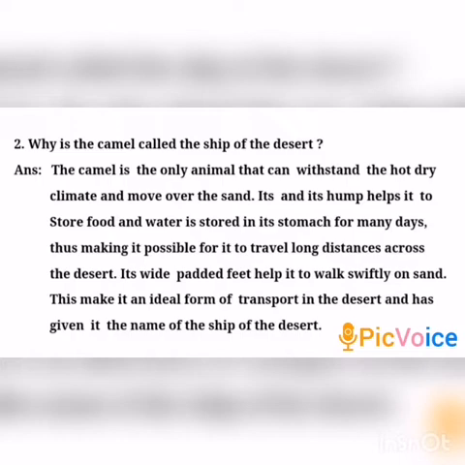Answer: the camel is the only animal that can withstand the hot and dry climate and move over the sand. Its hump helps it to store food, and water is stored in its stomach for many days, thus making it possible for it to travel long distances across the desert. Its wide padded feet help it to walk swiftly on sand. This makes it an ideal form of transport in the desert and has given it the name of the ship of the desert.